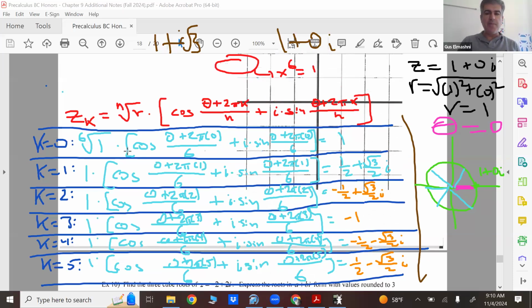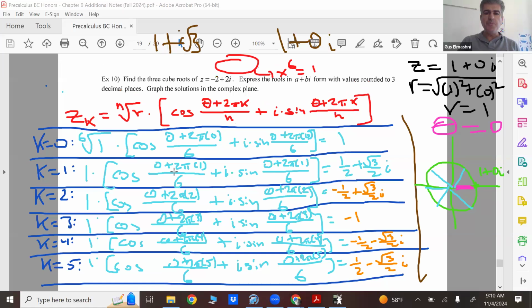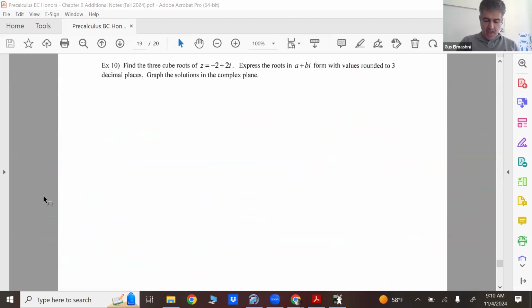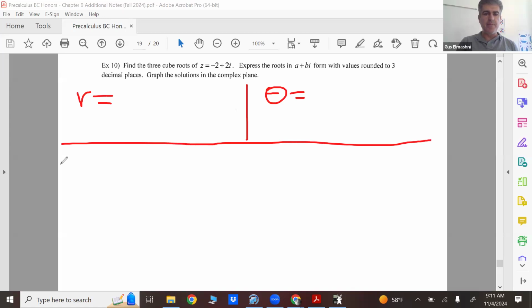Okay, why don't you guys try example 10? Okay, we're gonna do cube root, so not as bad. So let's make sure we got r and theta right first. Let's make sure we got that taken care of. How do we end up graphing on this page? Don't worry about that actually. We'll do it at the end. It's not that hard.